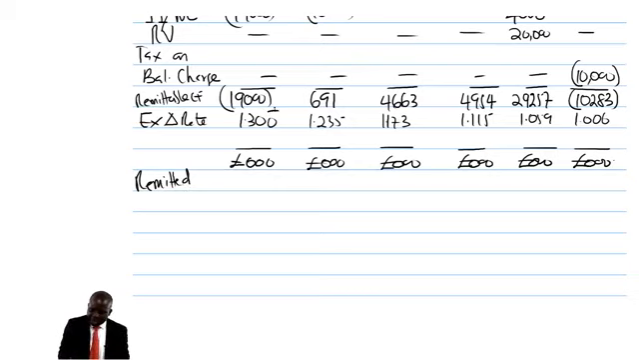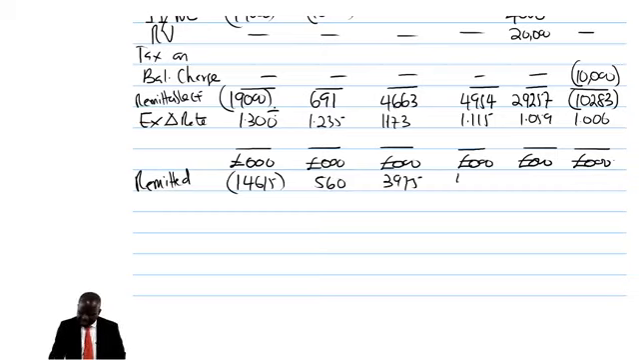If you divide the 19,000 by 1.3, you're going to get 14615 minus. This is 560. This is 3975. This is 4443. This is 27627. And this is 10222 minus.